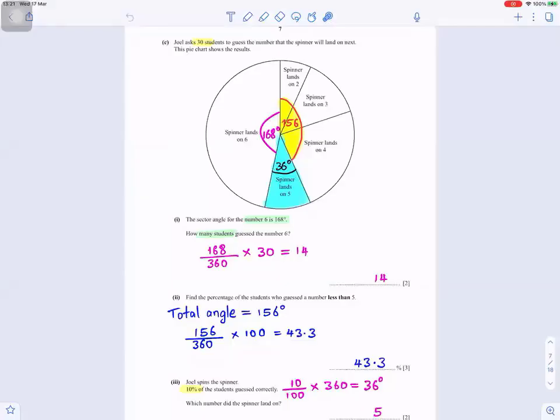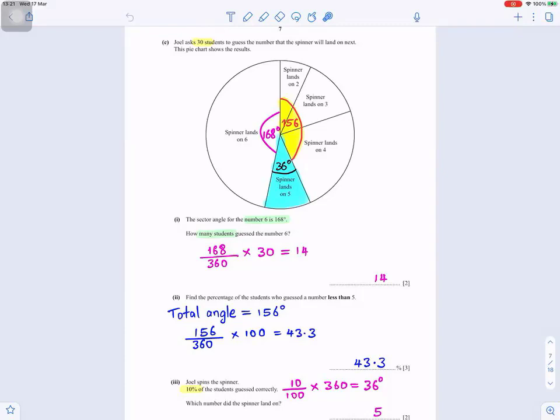Welcome back. For part C, Joel asked 30 students to guess the number that the spinner will land on next. This pie chart shows the results. The sector angle of the number 6 is 168 degrees. How many students guess the number 6? It's 168 degrees, labeled there in pink, out of 360. The complete circle is 360, times 30, because there are 30 students. So the angle divided by 360 times 30 gives you 14. That means there were 14 students.